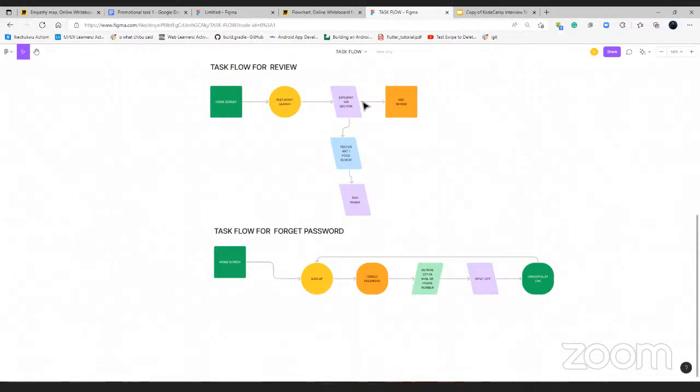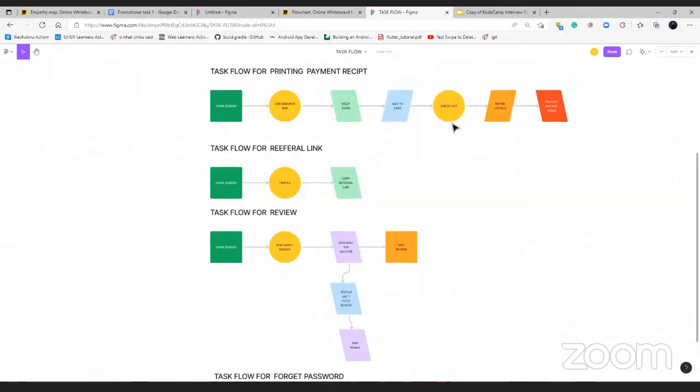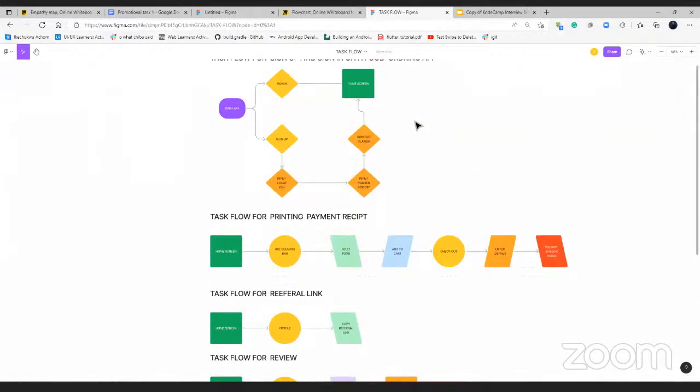So this is actually a straight path, and there are no branches, for example, in printing a payment receipt. You can see it's straightforward. So yes, a task flow is just one flow to what you want to achieve.